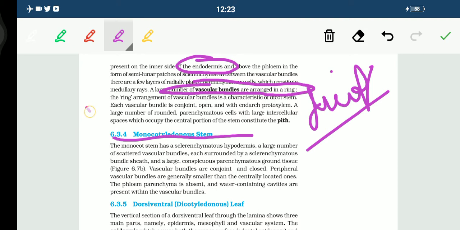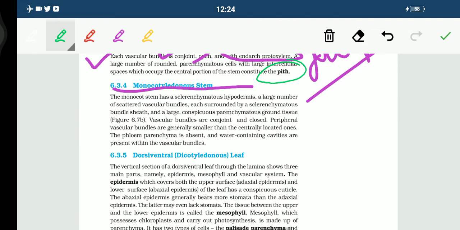And talking about their vascular bundle, students, the protoxylem is first formed. It is not outside, it is actually present inside. So this is the condition, endarch protoxylem. It is conjoined and open. We had already discussed the open type of vascular bundle and closed type of vascular bundle. And this is the pith that I've already discussed with you, the empty space which occupies the central portion of the stem.